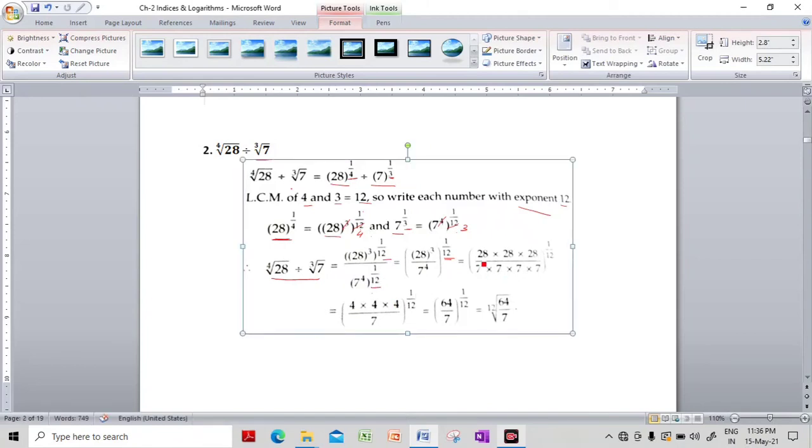Now 28 cube can be written as 28 three times, and 7 power 4 can be written as 7 four times, and we can cancel it here. That is, here 7 fours are 28, 7 fours are 28, and here also 7 fours are 28. So we are left with 4 into 4 into 4, and in the denominator only 7. So 4 fours are 16, 16 fours are 64 upon 7 power 1 by 12, or this can also be written in this form. This is our final answer.